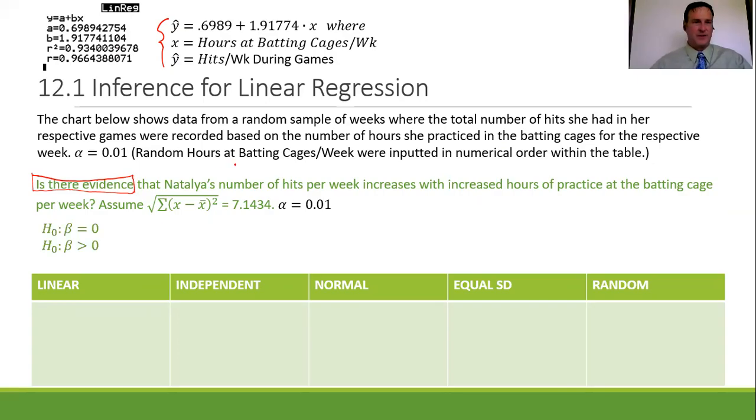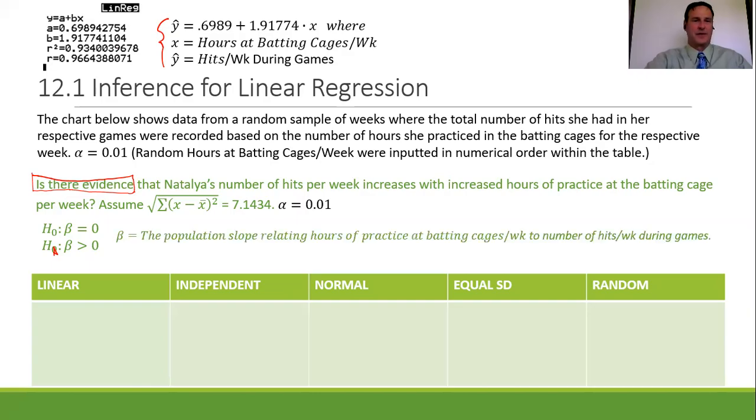If you look at my null and my alternative hypothesis there, I have B is equal to 0 and B is greater than 0. It's a greater than sign because we do believe that there is a positive influence, a positive representation in terms of her hours of practice and her number of hits per week during games. I will define here what B is for both of those. That's the population slope relating the hours of practice at batting cages per week to the number of hits during her respective games.